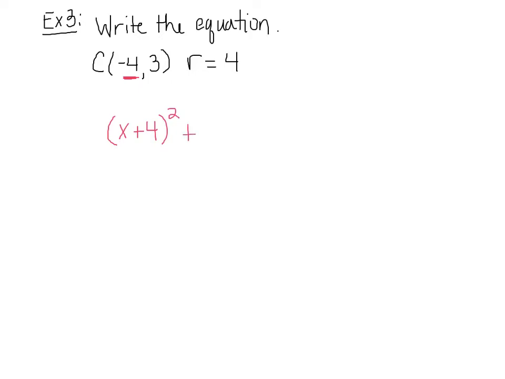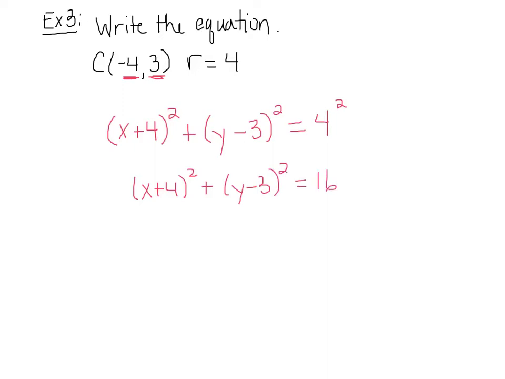plus, now we're going to take our y value of our center and put it with the y. So y, we're going to do the opposite, which is minus 3 quantity squared. Okay, and then for the right side, remember it's going to be your r squared, so we're going to take our 4 and we're going to square it. Okay, and then just simplify it. So it'd be x plus 4 quantity squared plus y minus 3 quantity squared equals 16. And there's your equation.